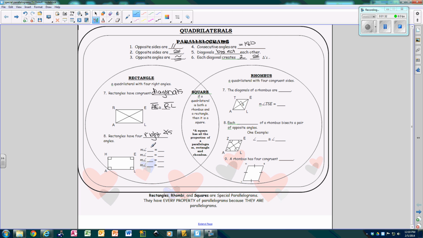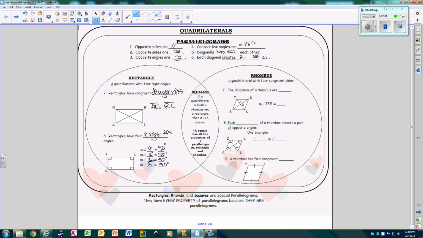Okay, so the measure of angle H equals 90 degrees. The measure of angle E equals 90 degrees. The measure of angle L equals 90 degrees. And the measure of angle A equals 90 degrees. So a rectangle has these 6 properties, and the diagonals are congruent, and the angles are right.